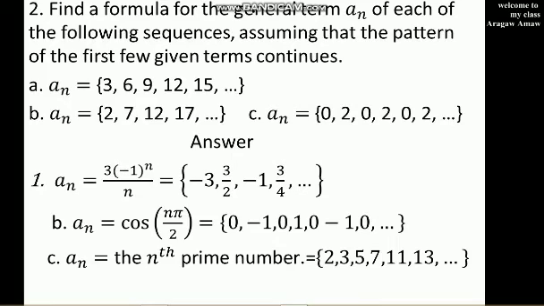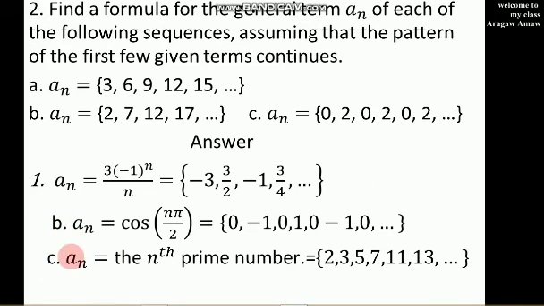In the first case, the sequence given by its general term a_n equals 3 times (-1) to the power n over n can be listed like this. When n is 1, 3 times (-1) to the power 1 over 1 is just -3. When n is 2, it is 3 over 2. When n is 3, it is -1. When n is 4, it is 3 over 4, and it continues. These are the terms.